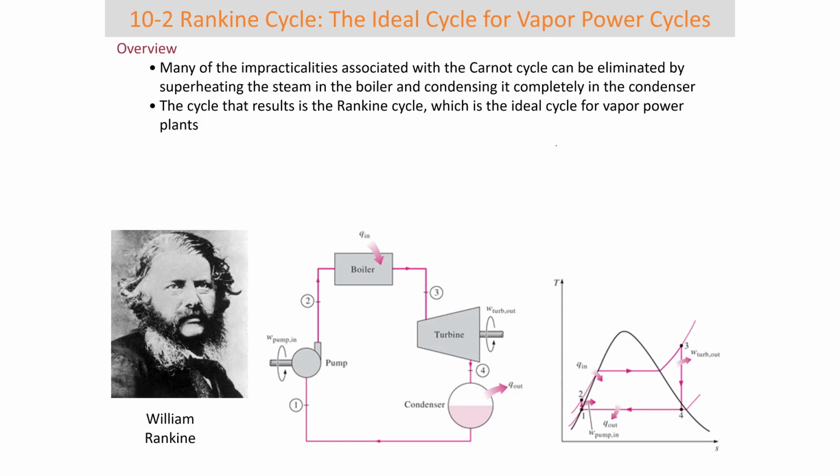So in comes the Rankine cycle, which is the ideal cycle for vapor power plants. Many of these impracticalities associated with the Carnot cycle can be eliminated by superheating the steam in the boiler and condensing it completely in the condenser. The cycle that results is called the Rankine cycle, which is the ideal cycle for vapor power plants.